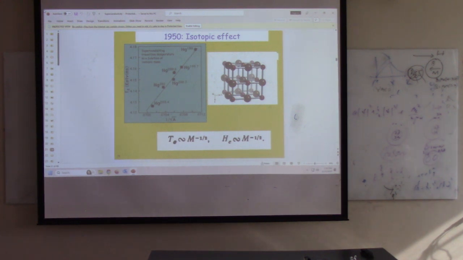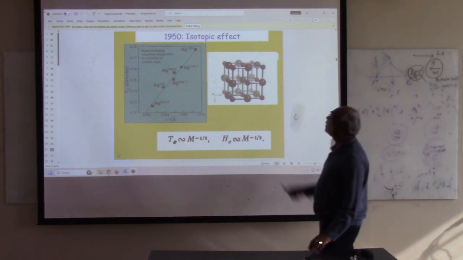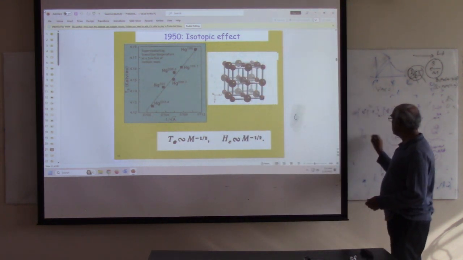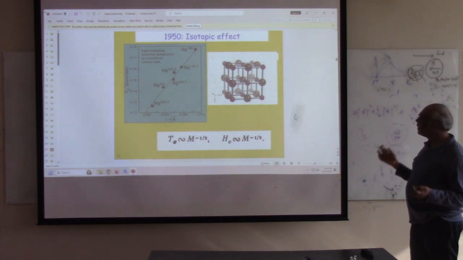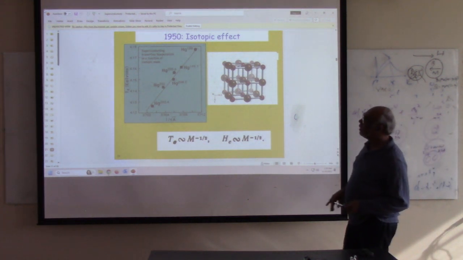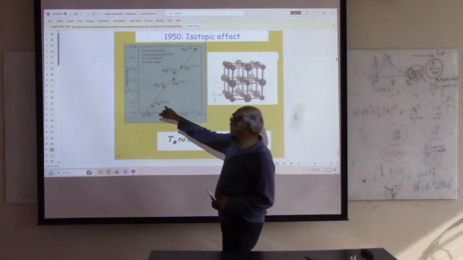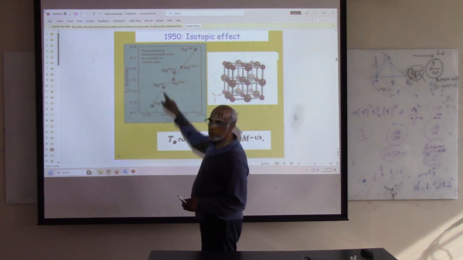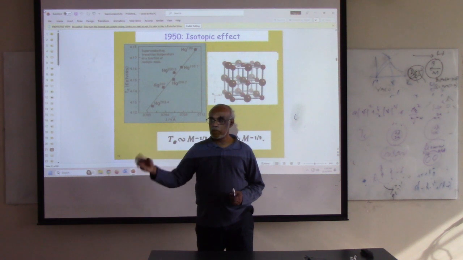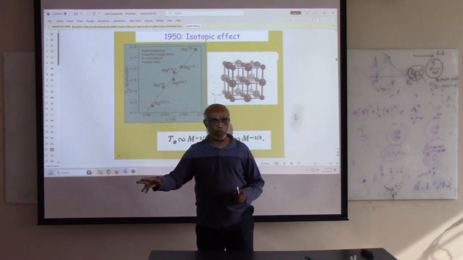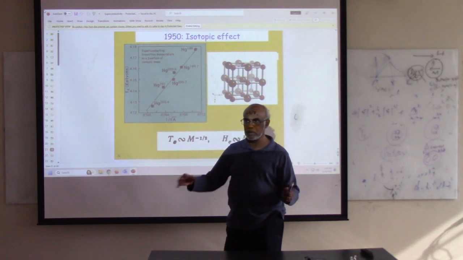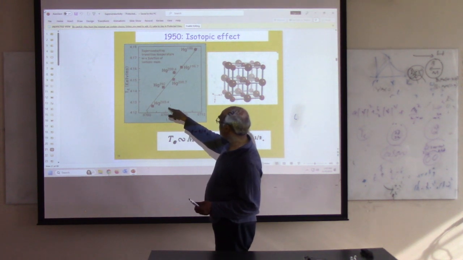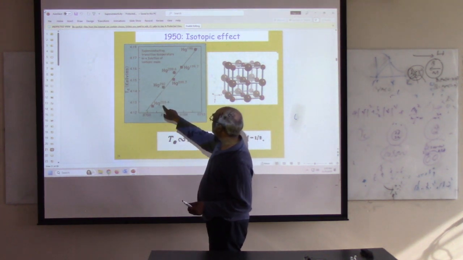Then in 1950 they found another interesting property called the isotope effect. Remember T_C, for a given material we think T_C is the same, right? But they found that even for the same material, it depends on the isotope number. Mercury, you can have different isotopes, right? Your atomic mass can be different. Isotope means you have the same number of electrons and protons but a different number of neutrons. So this is the atomic mass, the atomic weight. You can have different mercury with different isotopes.